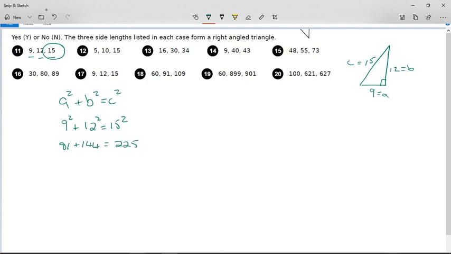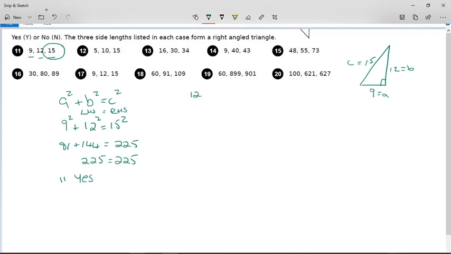Let me check on mine. Okay, 15 squared is 225. Now, is 81 plus 144 225? Yes, it is. So 225 is equal to 225. The calculation for the left-hand side is equal to the calculation for the right-hand side. And if the left-hand side equals the right-hand side, then this is a true mathematical statement. So number 11, the answer is going to be yes, the triangle is right-angled.